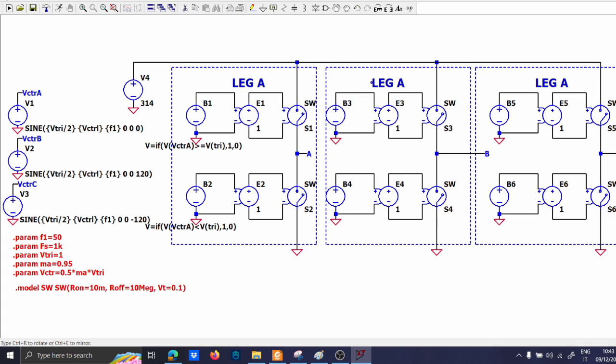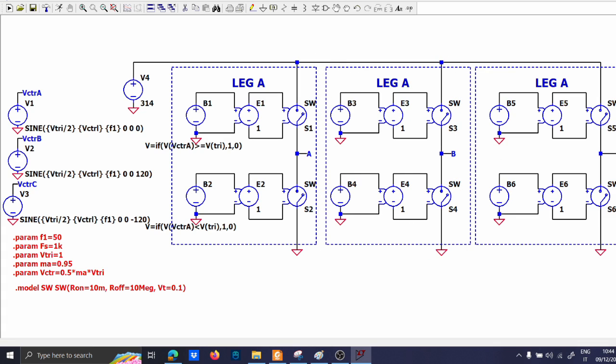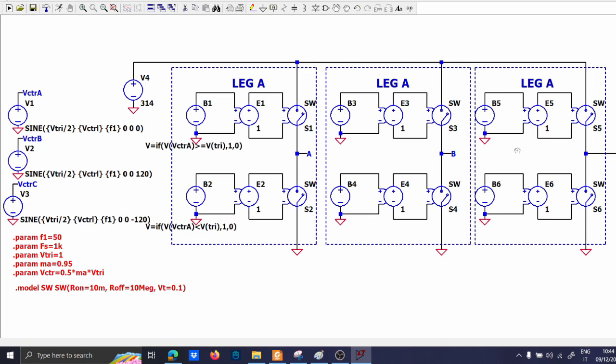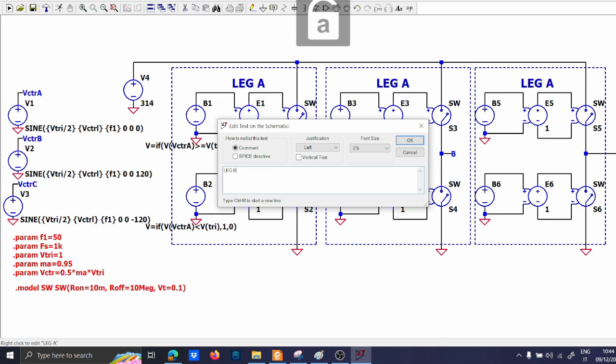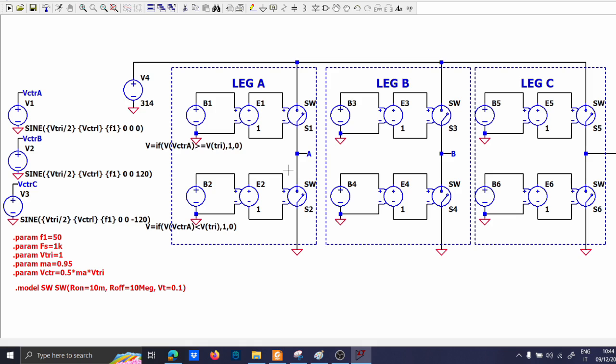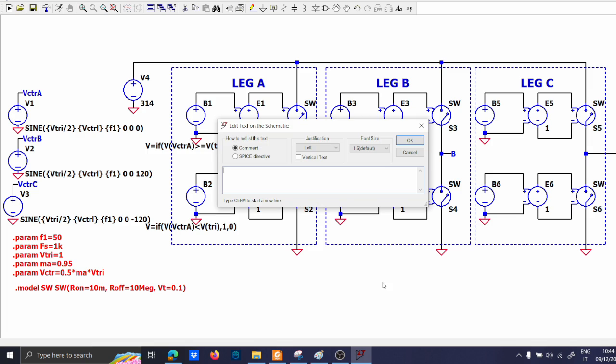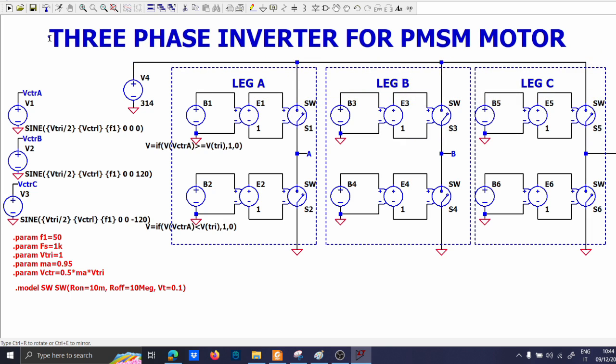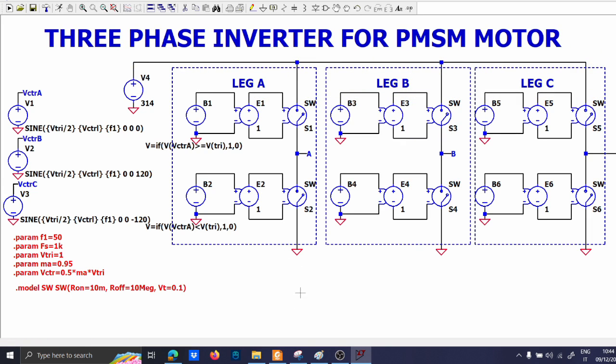Leg A, leg B, and leg C. So now you can understand why it is called a 3-phase inverter. You have 3 phases. Each of these legs is a phase. So let's use the motor. 3-phase inverter for PMS motor. Ta-da! And you have also the space for the title.